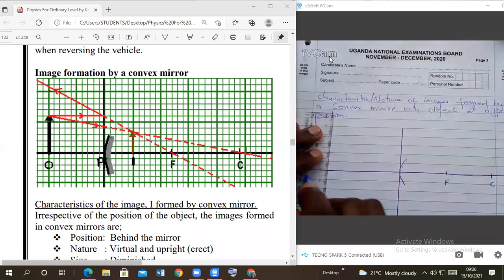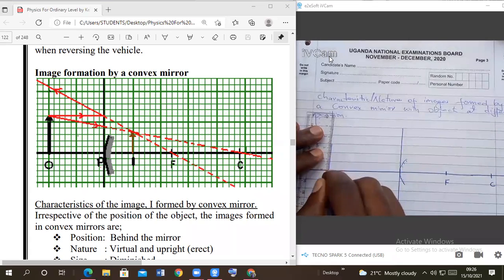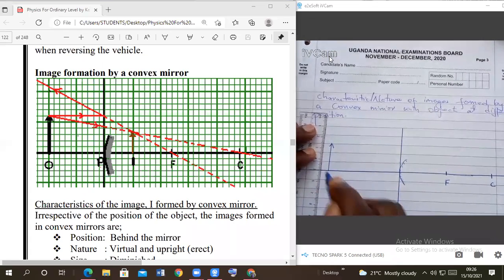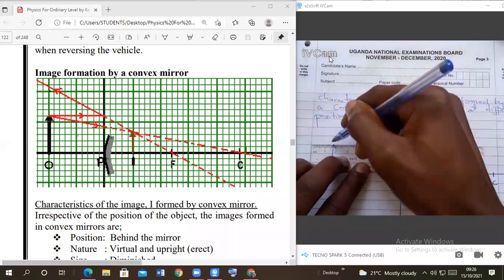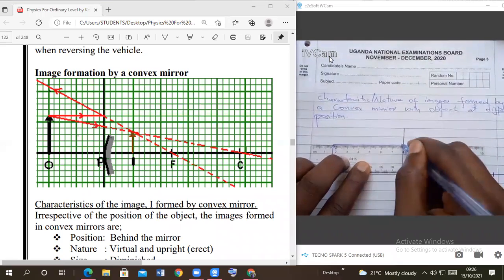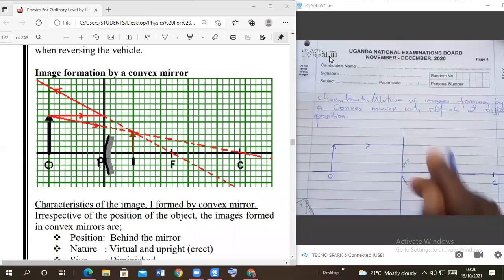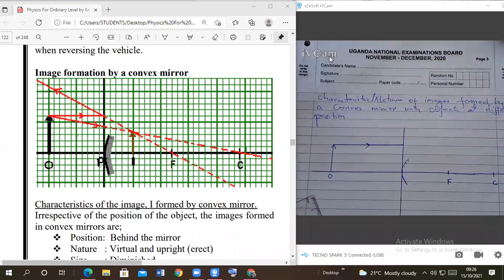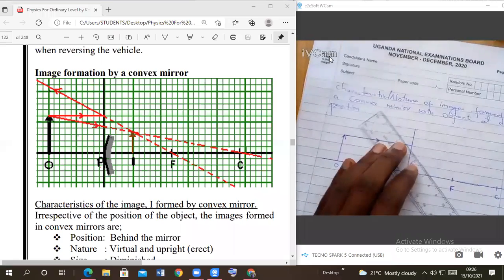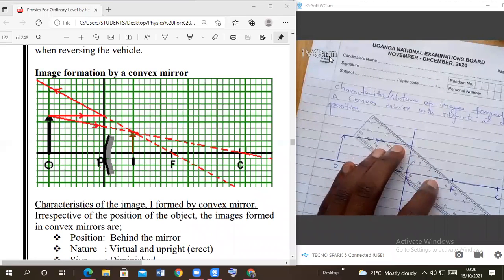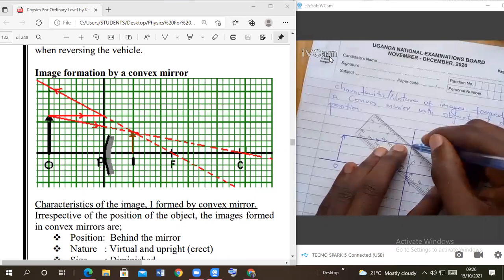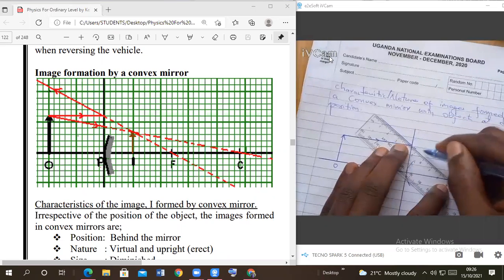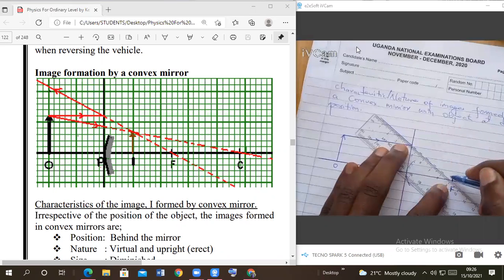So the object can be at any point here because this is the reflecting surface. Let's assume that the object is here. That is our O. As usual, a ray of light parallel to the principal axis, like that. What will happen to it when it reaches here? We know that this is a convex mirror. A convex mirror diverges rays. So when it's diverging, it will appear as if it's diverging from the focal point. So this one is real, but this one is virtual, so you have to use a dotted line there.